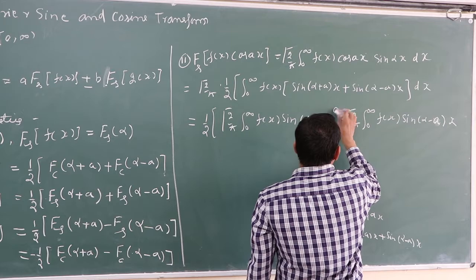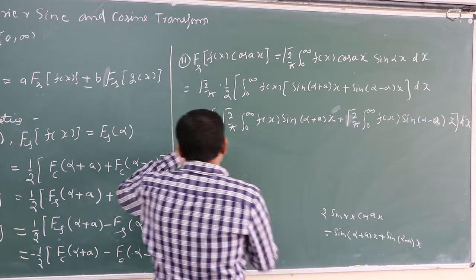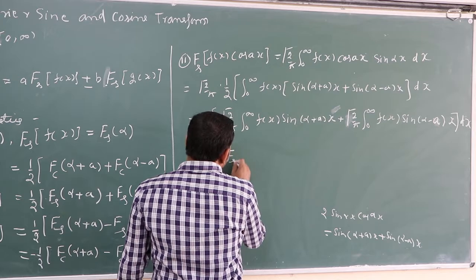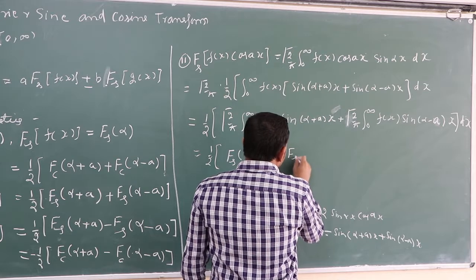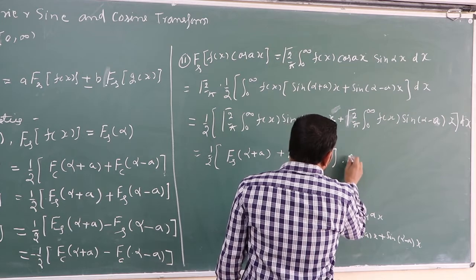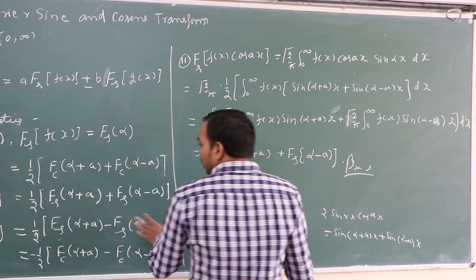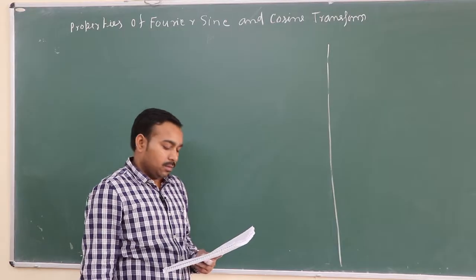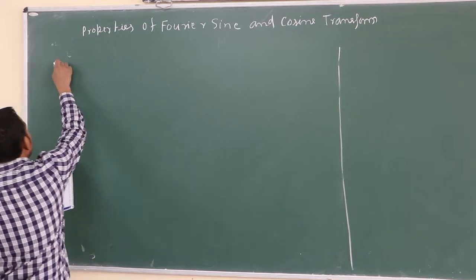Here, say here means dx. So simply say that this is the Fourier sine transform of alpha plus a, and this is the Fourier sine transform of alpha minus a. This is proved. Now we prove the other. Similarly we can prove the other. And now discuss one more property, that is the change of scale property.